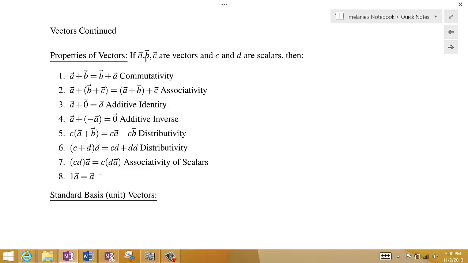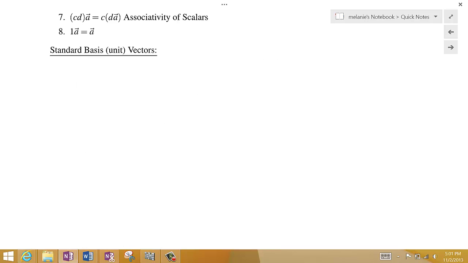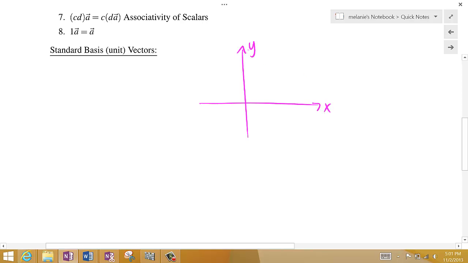The next thing on the list is standard basis vectors. Some books may call these standard unit vectors. A unit vector has length 1. So these are going to be standard vectors that have length 1. So if we draw our xy axes, we have special vectors. We have vector I, and if you have a unit vector, typically it's denoted with a little triangular hat. Vector I is given by the vector 1, 0. Vector J is given by the vector 0, 1.